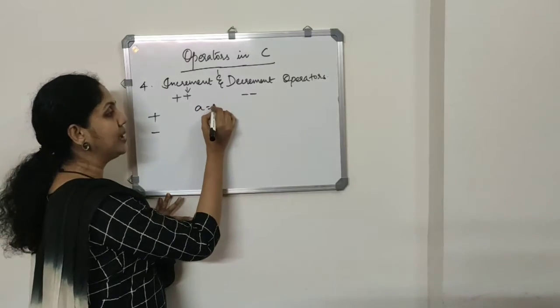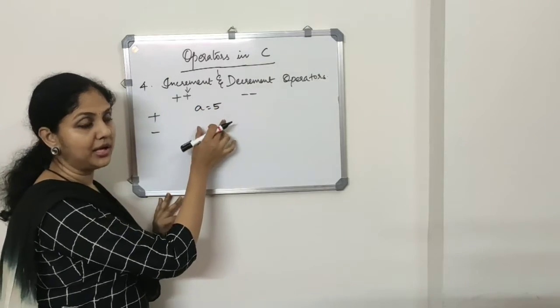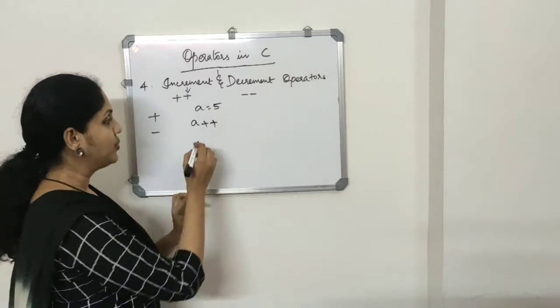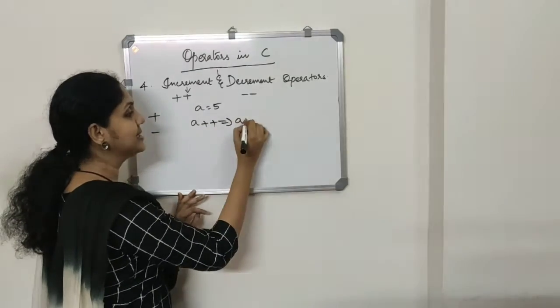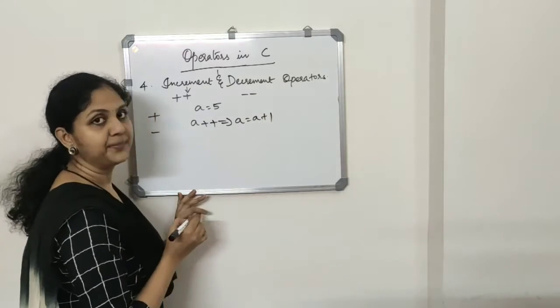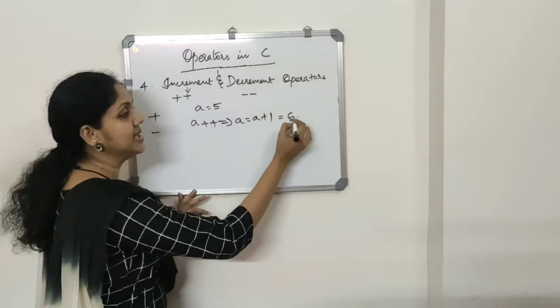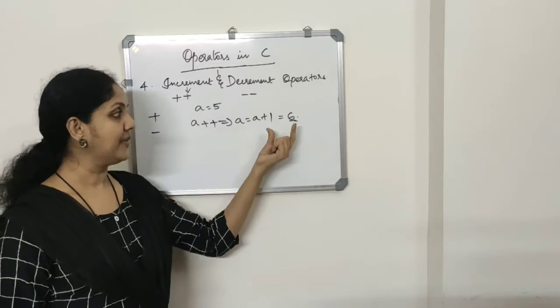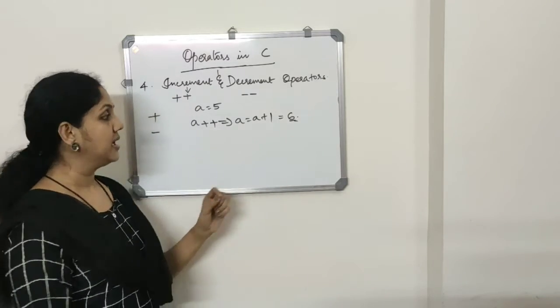Suppose A is equal to 5. This is the initial value. If I do A plus plus, that means this is equivalent to A is equal to A plus 1 and the value will be equal to 6. So if I give A plus plus and display the result, I will get a value of 6.